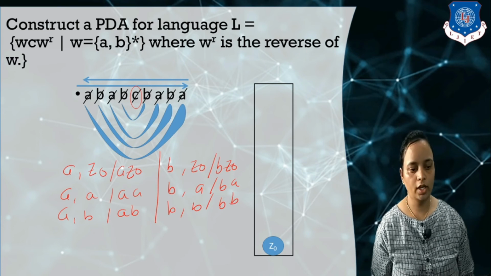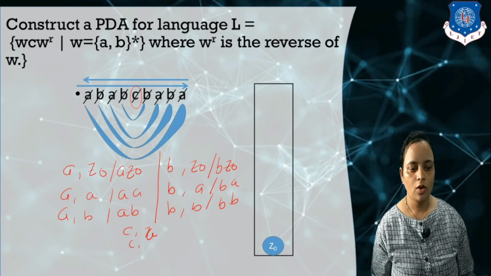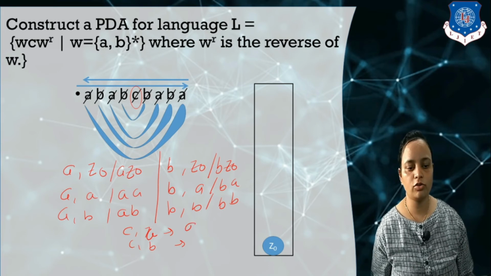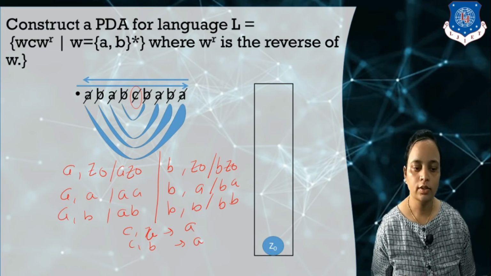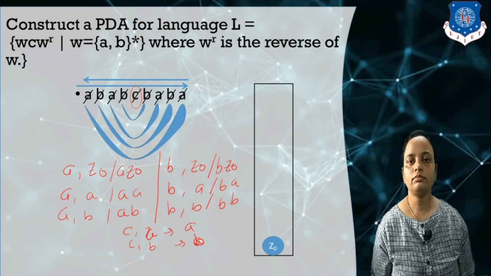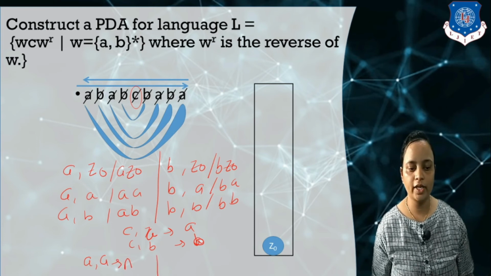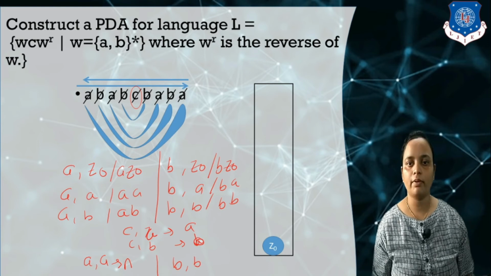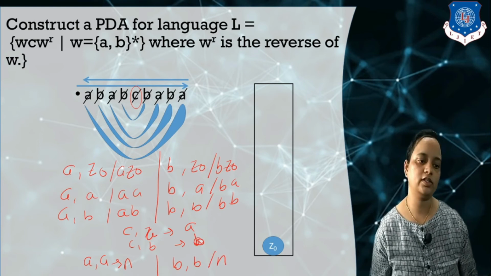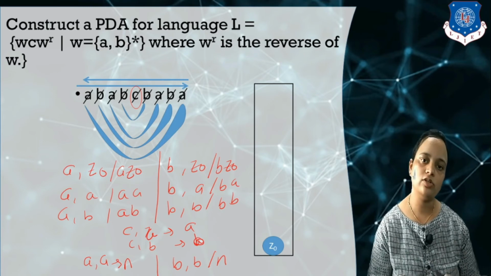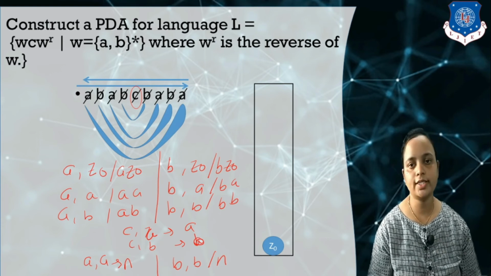push operation. But once C appears, if the top of the stack contains either A or B, what are we going to do? We are performing a skip operation on this stack. And then if my input is A and my top of the stack contains A, it performs a pop operation. In the same way, input is B, top of the stack contains B, performing a pop operation. So these are all the transitions for this language that we have mentioned over here. I hope this logic is clear to you.